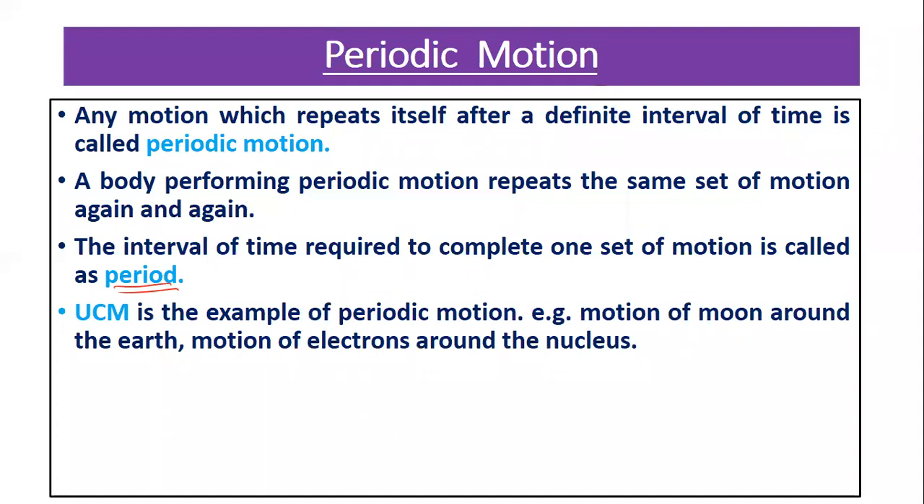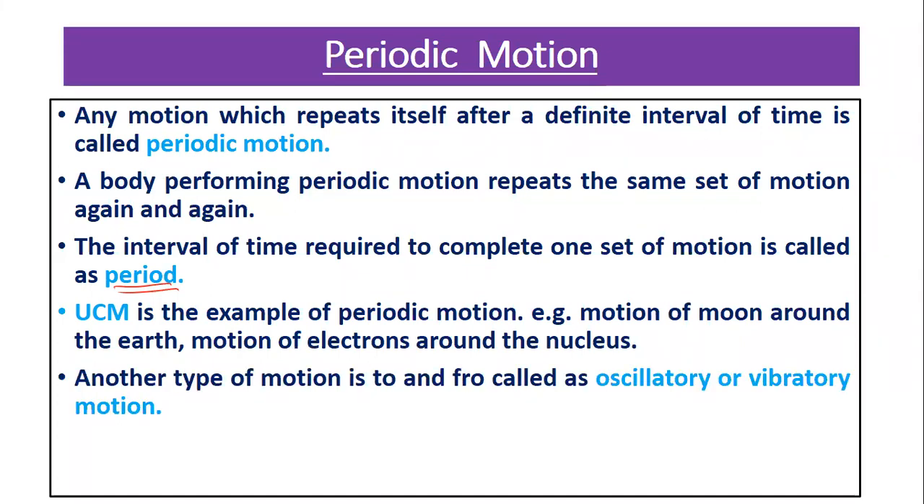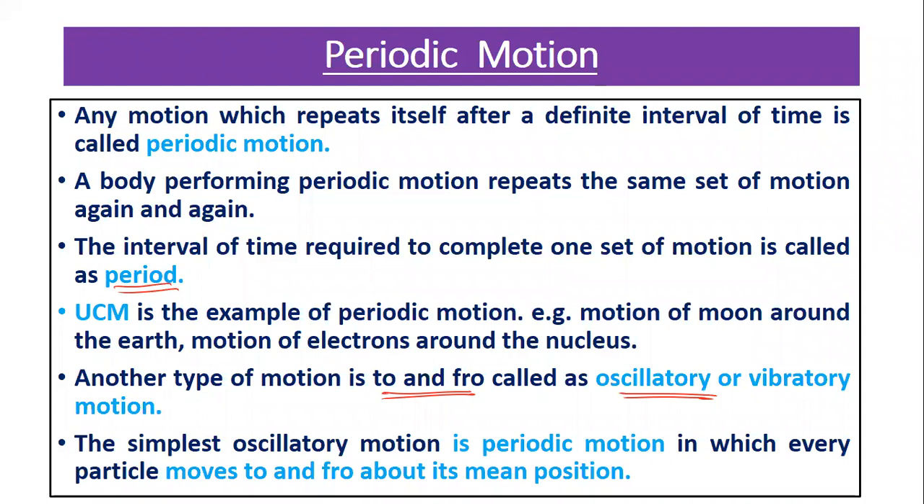Now, uniform circular motion is an example of periodic motion. Another type of motion, to and fro motion, is a periodic motion. To and fro means oscillatory motion. Oscillatory motion is an example of periodic motion. The simplest oscillatory motion is periodic motion, in which every particle moves to and fro about its mean position. In simple words, you remember, oscillatory motion is periodic, but all periodic motions are not oscillatory.